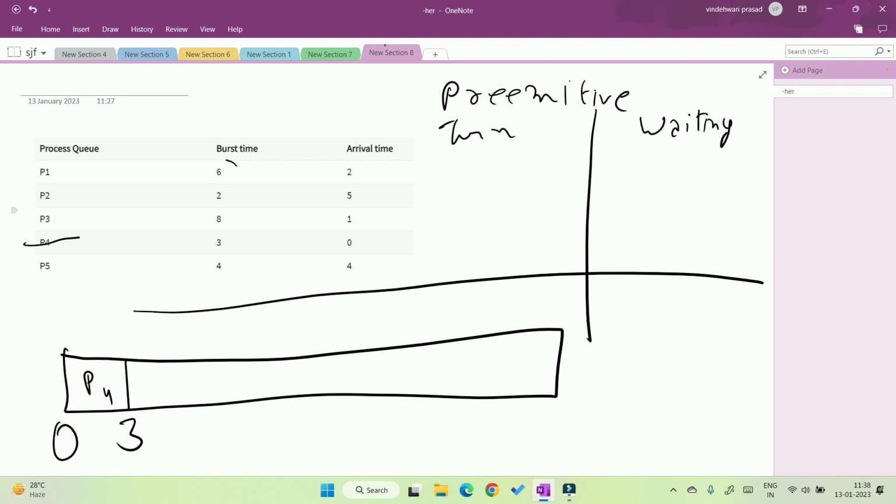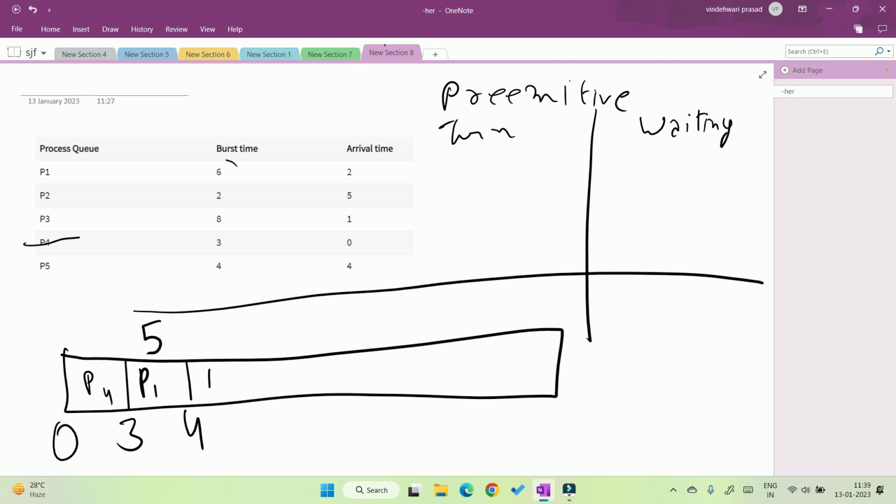After 3 seconds, how many processes have come? P3 and P1. Which has less time? P1. P1 will run, but does P1 run completely? No. Why? At the 4th second P5 comes, which has a less burst time than P1, so P1 will run just for 1 second and the remaining 5 seconds will be waiting.